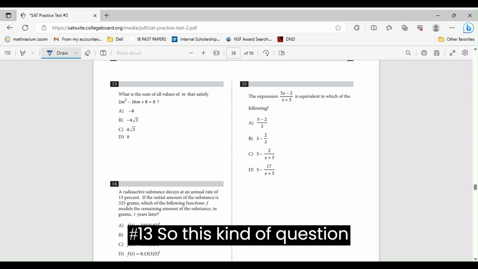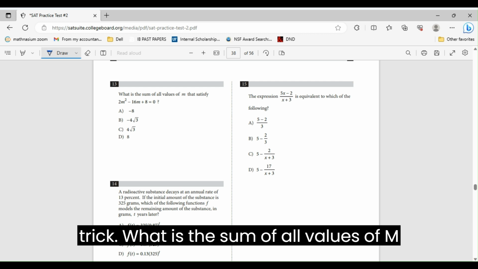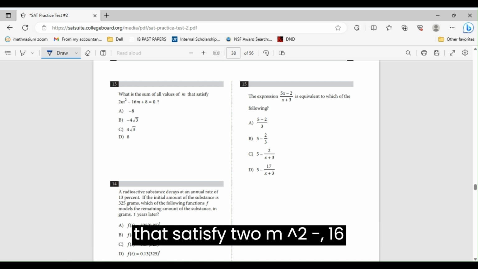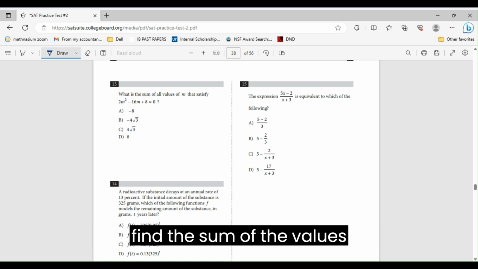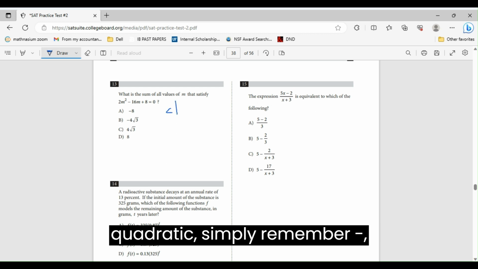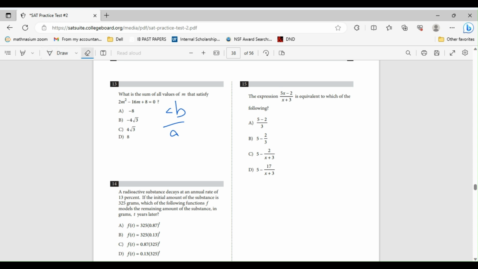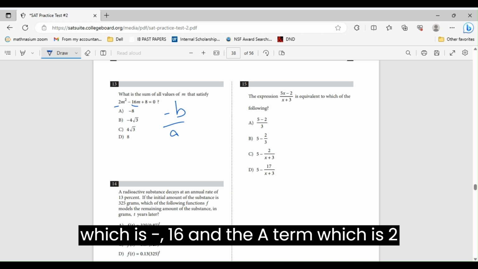Number 13. So this kind of question can be solved very quickly with a simple trick. What is the sum of all values of m that satisfy 2m squared minus 16m plus 8? Whenever the question asks you to find the sum of the answers to a quadratic, simply remember negative b over a. And so what we do is we find the b term, which is negative 16, and the a term, which is 2, and just plug them in.